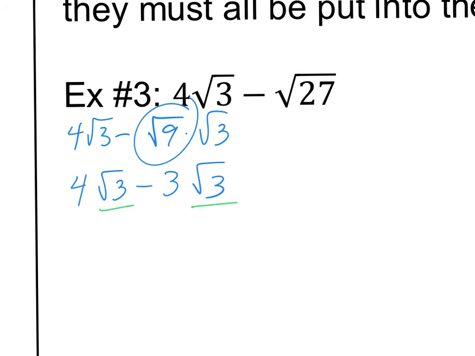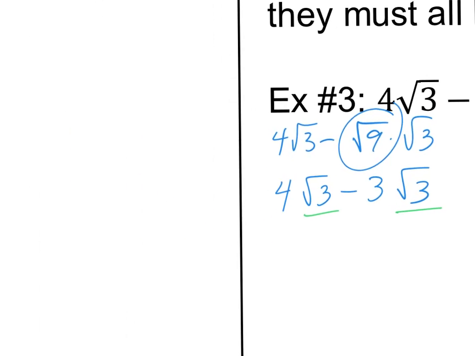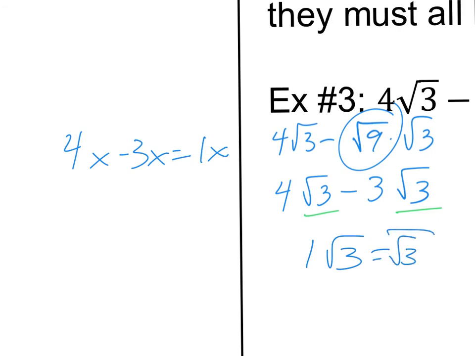Now that these are the same, see how these are exactly the same? You can treat it just like variables. Remember when we do like 4x minus 3x? That would just equal 1x. Well, the same thing's true here. 4 rad 3 minus 3 rad 3, well, that's just simply 1 rad 3. Or you could just say rad 3. You don't really need the 1 there. That's all there is to it.